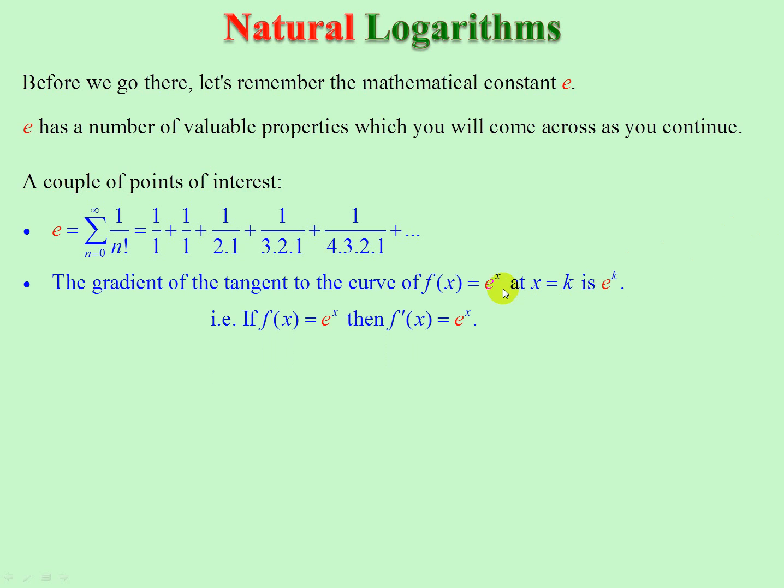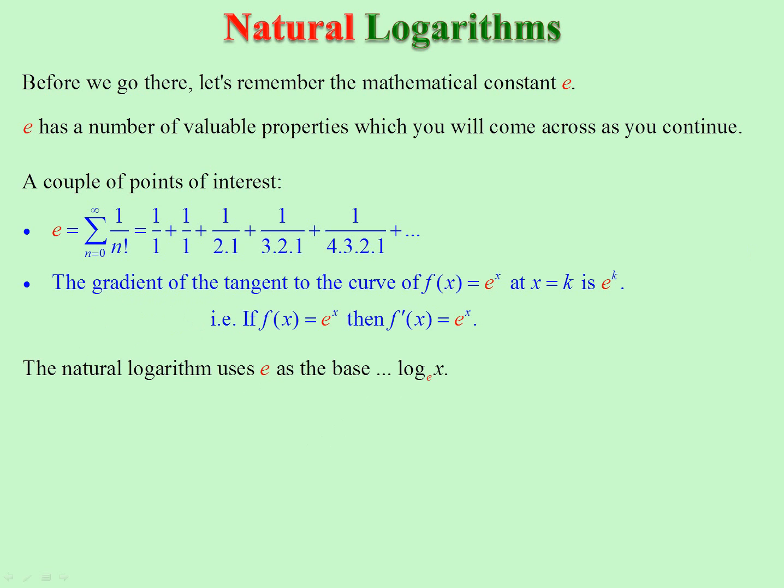The gradient of the function f of x equals e to the x at x equals k is e to the k. It is its own gradient, it is its own derivative, in other words. Therefore, the derivative of e to the x is e to the x.